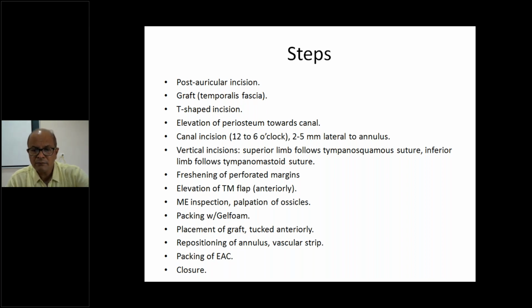Okay. Now, after a thorough scraping is done, you give a good wash again, and then you can give your incision at 12 o'clock and 6 o'clock. So you give the canal incision. After giving the canal incision, you start elevating the tympanomeatal flap. You elevate it medially, slowly, and usually we keep a small cotton ball, so that the pressure is on the cotton ball and not on the tympanomeatal flap.